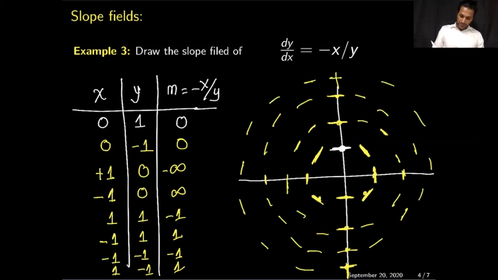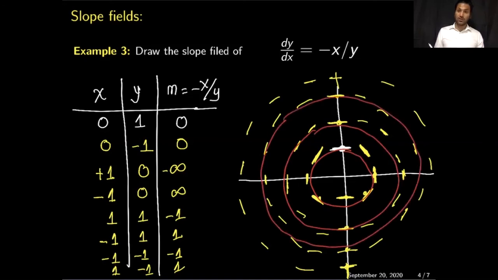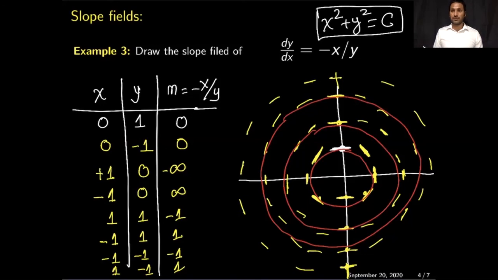So I can draw one special solution. You can see this is one special solution. This is another special solution. So there are many solutions of this ordinary differential equation. And as you can see, all the solutions look like a circle. In fact, the solution of this differential equation is x squared plus y squared is equal to c. Since this is the general solution of your ordinary differential equation, the slope field tells you how, graphically, you can predict the behavior of your solution.